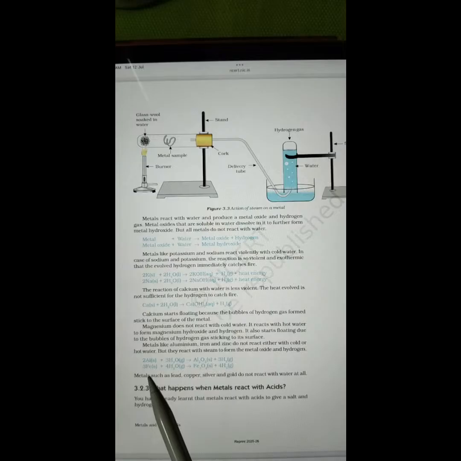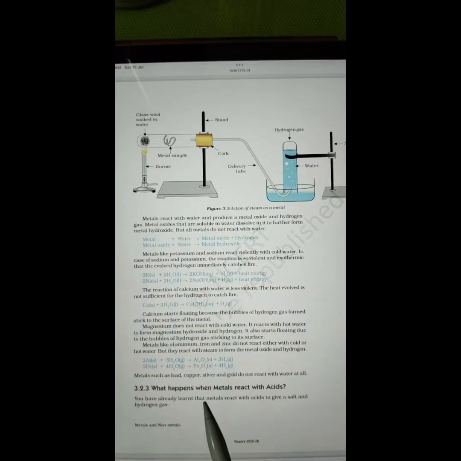3Fe means three molecules of iron in the solid form will react with water H2O in the gaseous form, and will form Fe3O4, which is iron oxide in the solid form, plus hydrogen gas will be evolved, four molecules of it. Metals such as lead, copper, silver, and gold do not react with water at all.